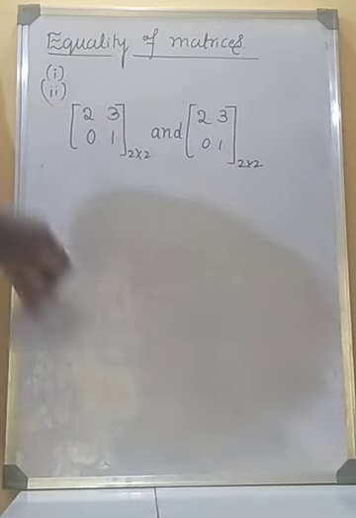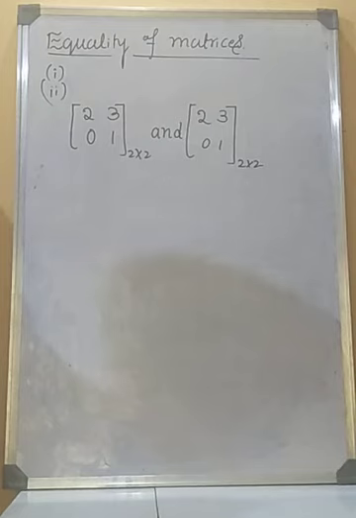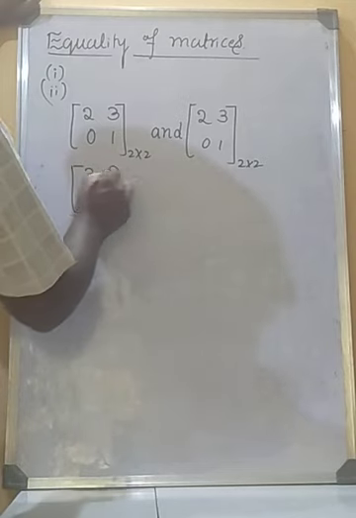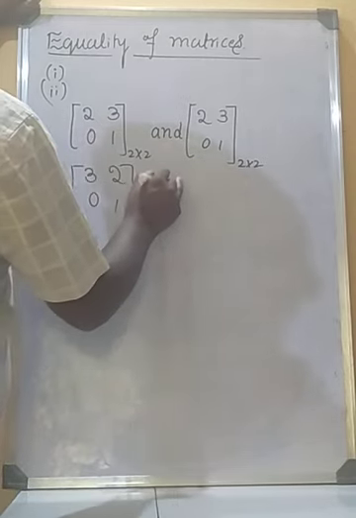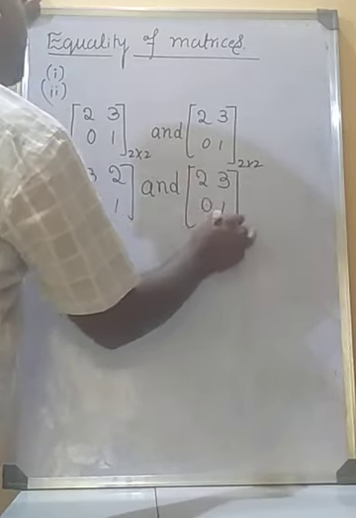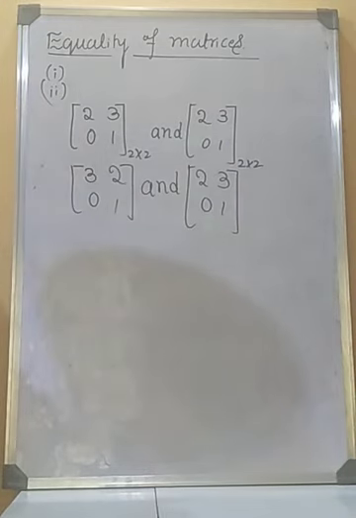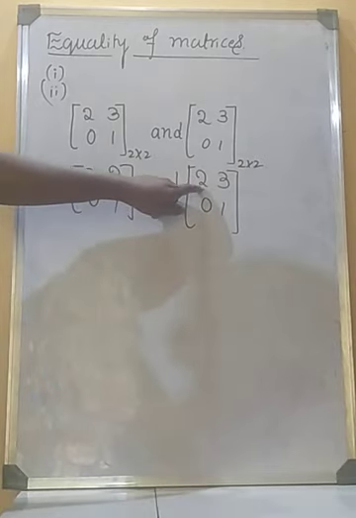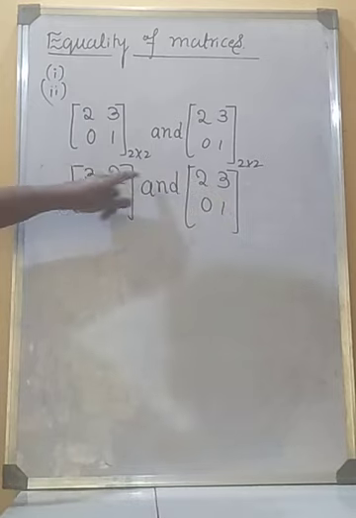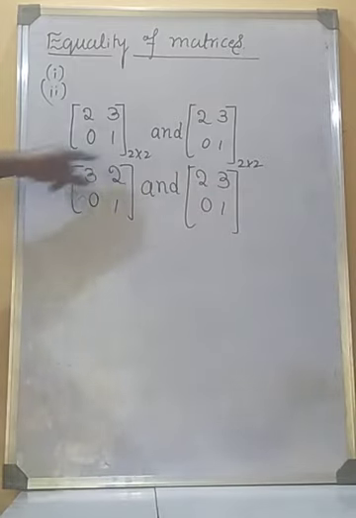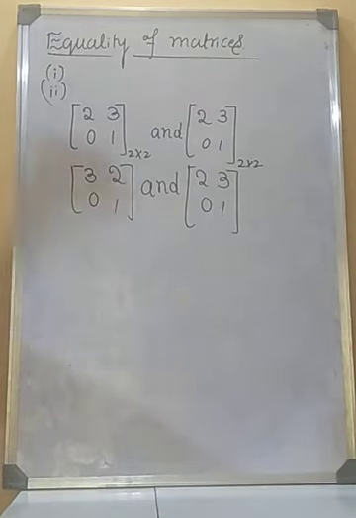So therefore these two matrices are equal matrices. But matrix A [3 2; 0 1] and matrix B [2 3; 0 1] are not equal matrices, because the corresponding element of matrix A is 3, which is not equal to 2 in matrix B, and here it is 2 where the other has 3. So therefore these two matrices are not equal matrices. Okay.